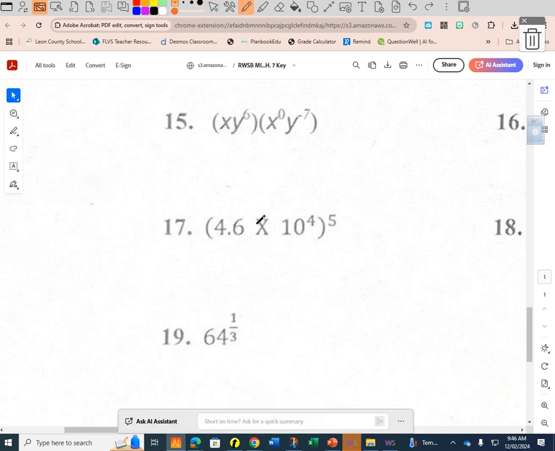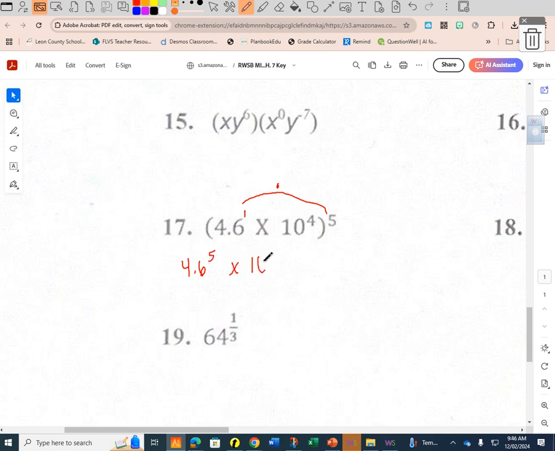So this is 4.6 times 10 to the 4th, all raised to the 5th power. Up high, multiply. This side is not really higher, but a lot of times when we write it, it's higher. So we have to raise everything inside the parentheses to the 5th power. What's the exponent with 4.6? Kendall? 1. So now we're going to raise 4.6 to the 5th power. That shortcut is multiplying. It will be 4.6 to the 5th power times 10 to the 4th power raised to the 5th power.